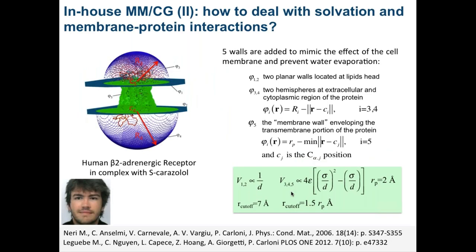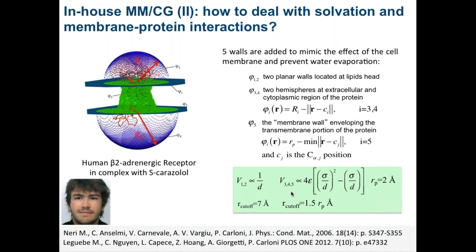And then, okay, we are very happy with this, but in order to properly model membrane proteins, we need something more. Specifically, we have to take into account the solvation around the binding site, and also the membrane protein interactions. So we added 5 walls: two hemispheres at the extracellular and the cytoplasmic region of the protein to prevent water evaporation, which are Fe3 and Fe4 in the sketch, two planar walls at the lipid head, and a wall enveloping the transmembrane portion of the protein to mimic the membrane.